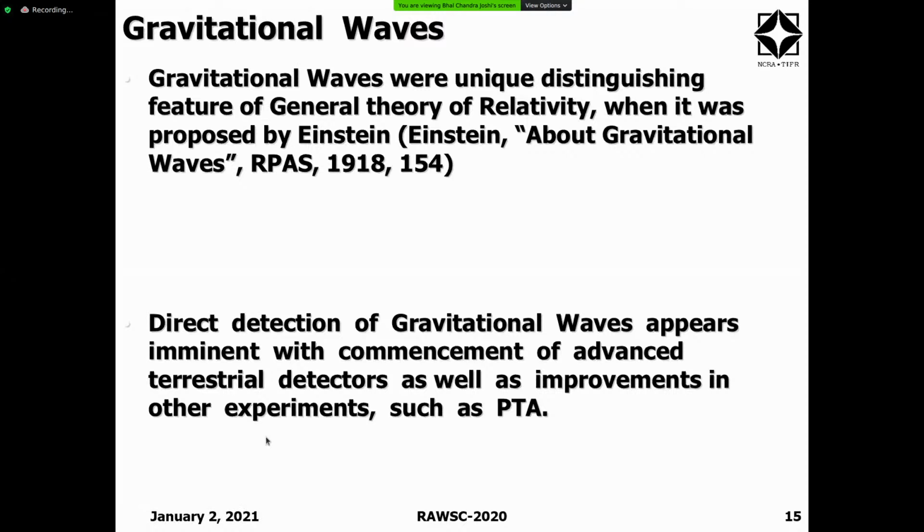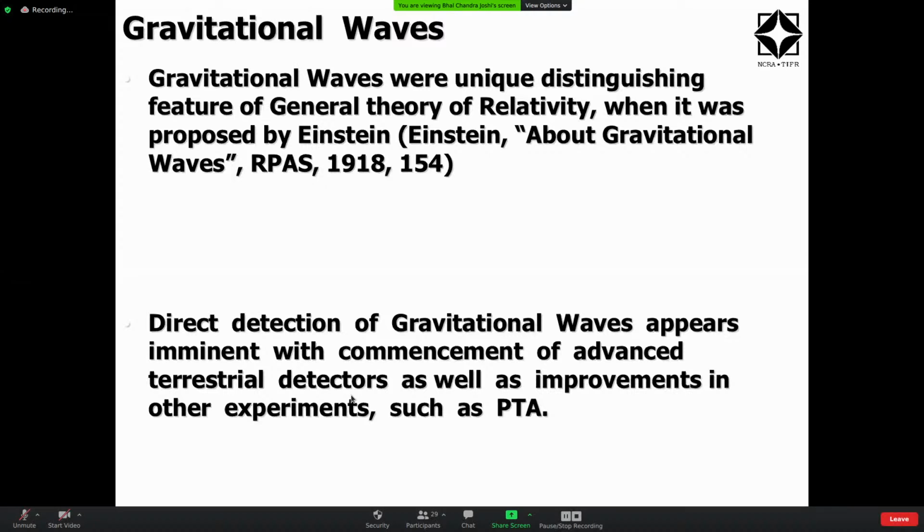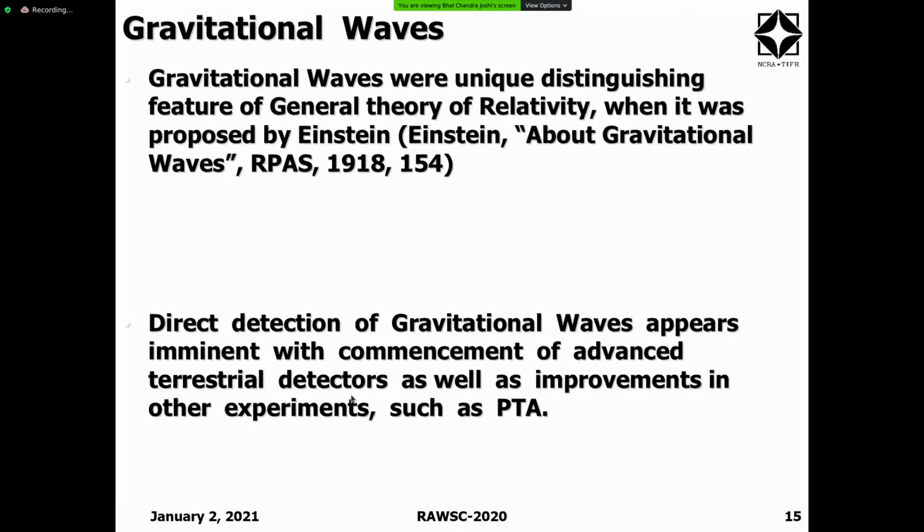Gravitational waves were unique distinguishing features of the general theory of relativity. It's a natural consequence of the way Einstein proposed the general theory of relativity that gravitational waves exist. He himself was confused about this for a time, but eventually he wrote a paper in 1918 in which he proposed that a natural consequence of general relativity would be gravitational waves.